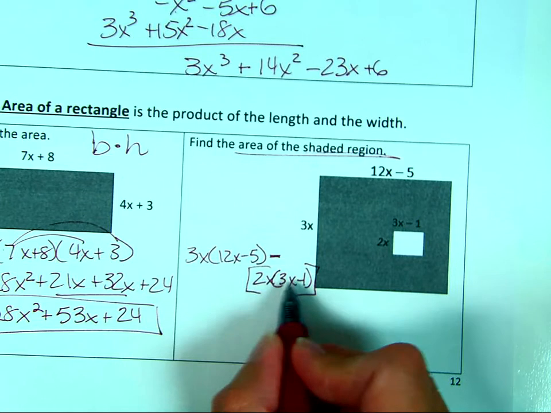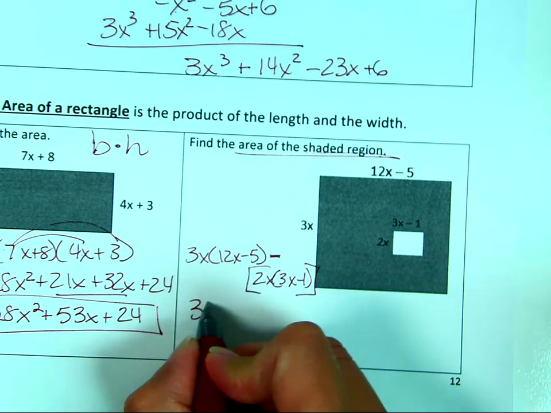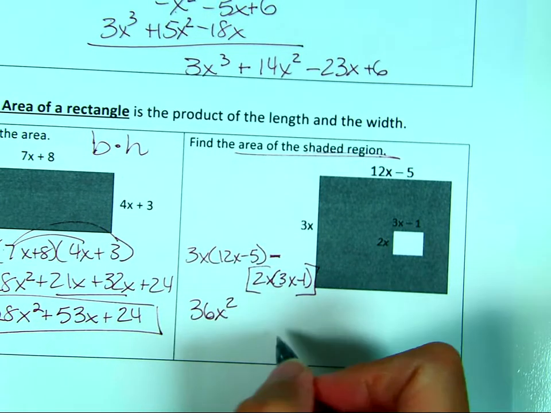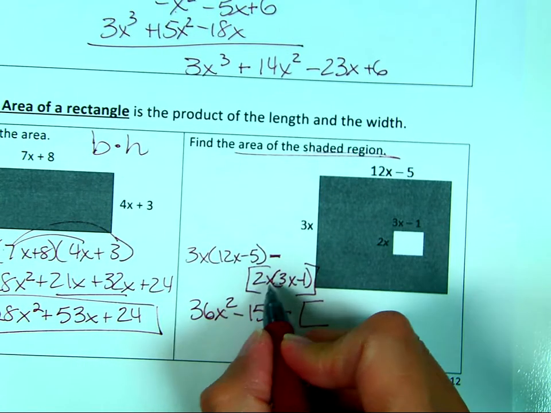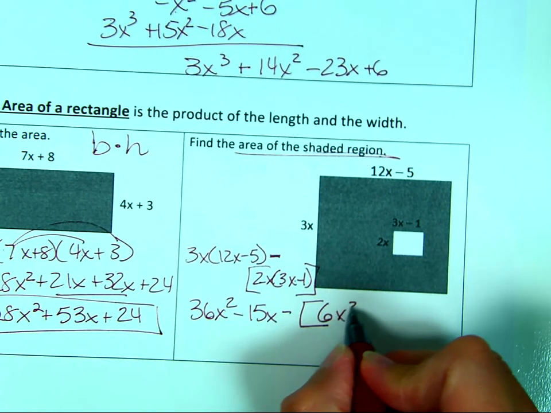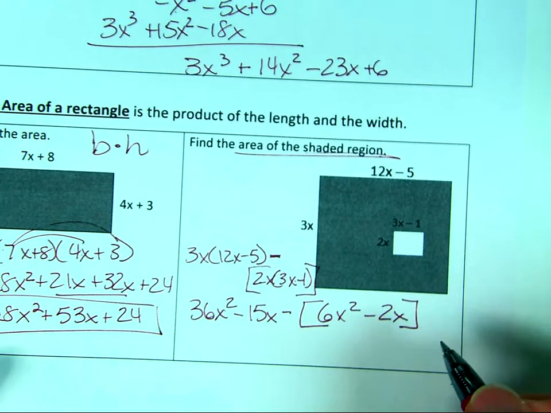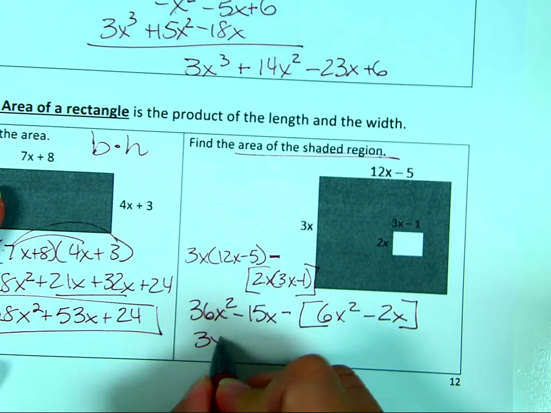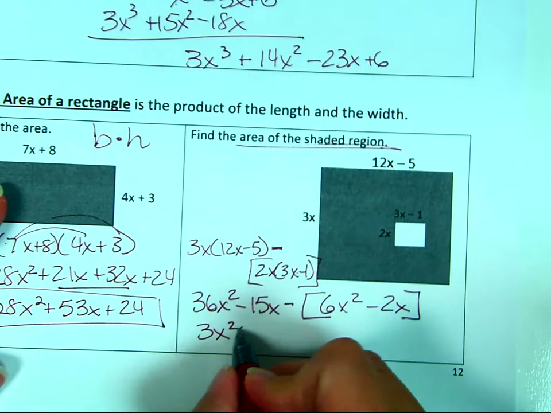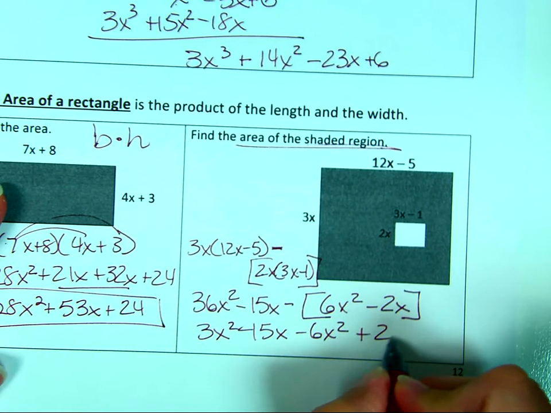So I'm going to talk about that in a minute. So first, let's multiply here. 3 times 12 is 36. x times x is x squared. And then I get a 15x. And then I'm subtracting all of this. So 6x squared minus 2x. So I have to subtract all those. So I'm going to distribute that negative. So I get negative 6x squared plus 2x. And then I combine these two.